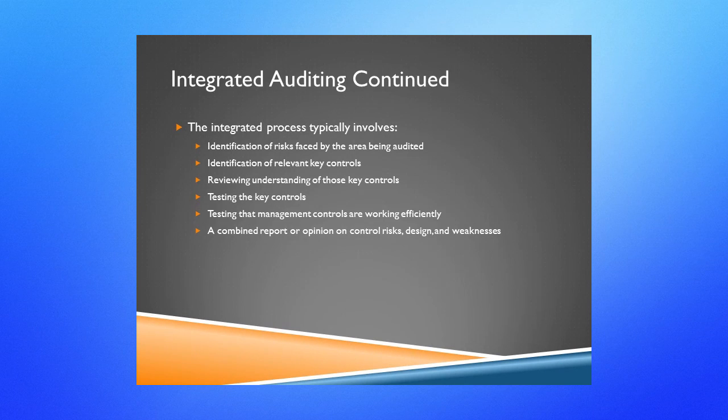The integrated process typically involves the identification of risks that are faced by the area being audited. It should also have the identification of relevant key controls. There should be a review and understanding of those key controls, methods of performing tests on those controls, and testing that the management controls are working efficiently also. Remember, management can be a series of policies and procedures and guidelines, and there should be a combined report or opinion on control risks, designs, and weaknesses. So again, combined because we've integrated the auditing process of these different areas.